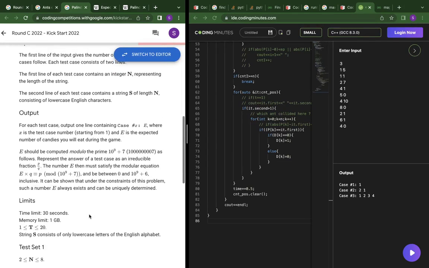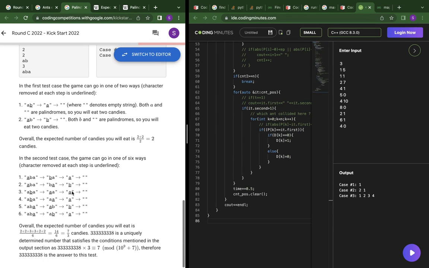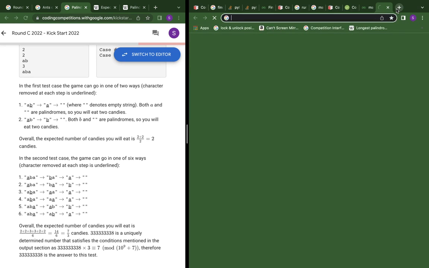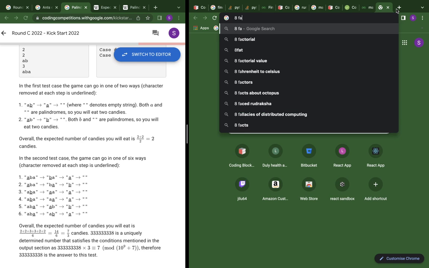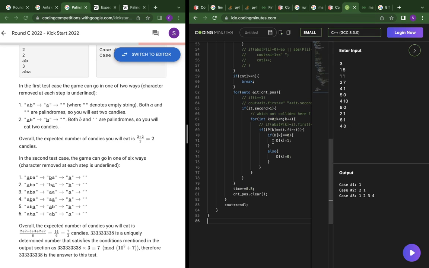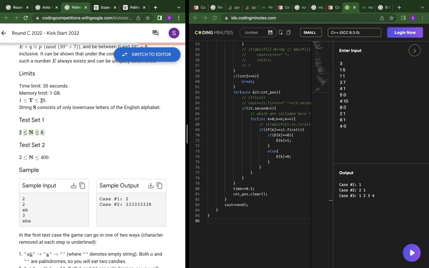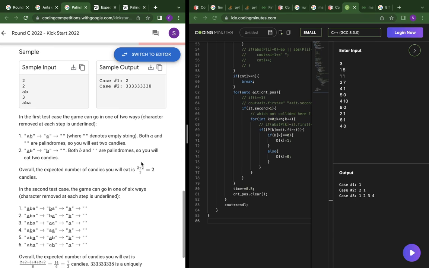If I solve for test case 1 in this, n is up till 8. Okay, so 8 factorial is like 40,000. 40,000 for each test case. That means test cases are 20. That means 20 into 40,000. And that's not even what has been asked.